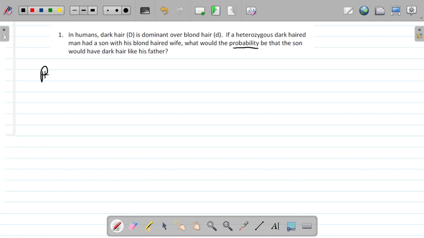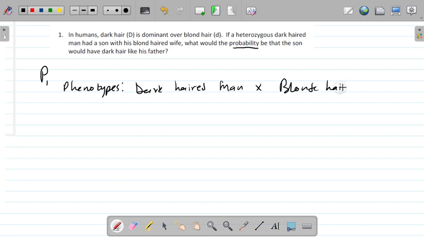You start with P1, the phenotypes of the parents. What you see, the physical appearance first. Now, a dark hair, I prefer to write the full phenotype, man. The way in which they give you is crossed with a blonde haired wife. Those are the phenotypes. Now the genotype.